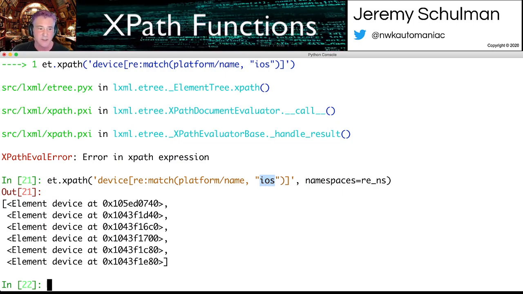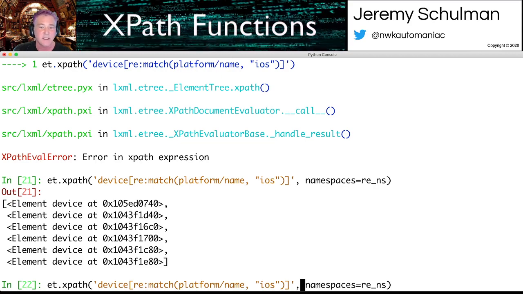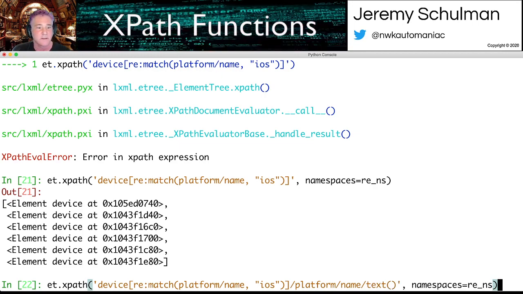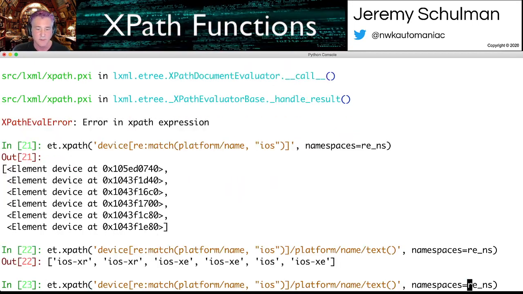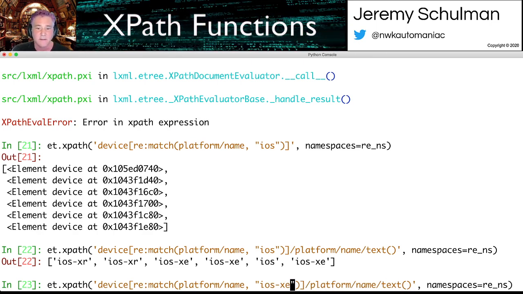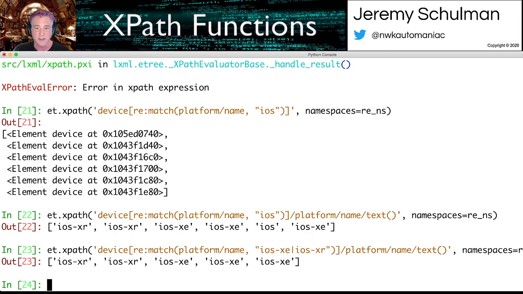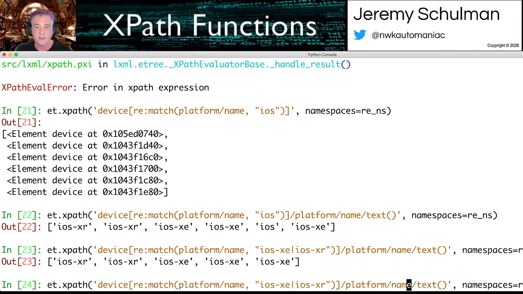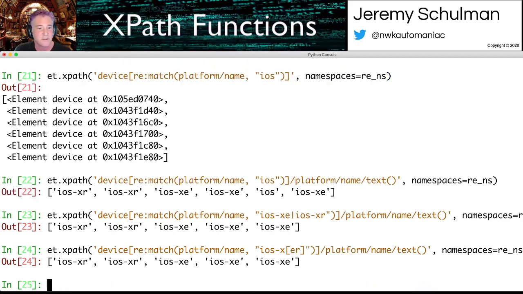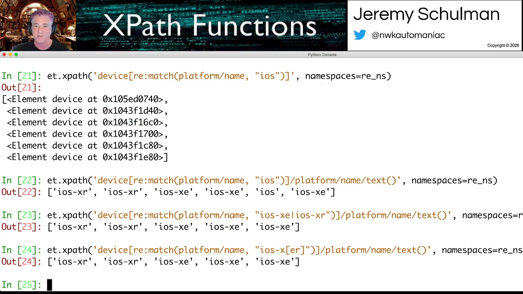There's nothing really interesting about it, but I'll get into an interesting one here in a sec. So again, if I wanted to look at the matched criteria, I could say, give me the platform name text. And I can see that. Now, let's do some more fun stuff. So if I wanted to say iOS XE or iOS XR, we can start using our regular expressions. Or we wanted to use a regular expression that looked like this. We could say XE or XR, same kind of thing. So that's one way of using regular expression matching.